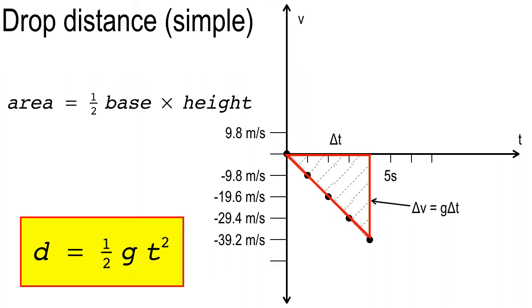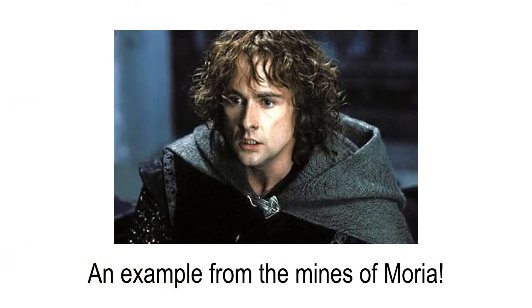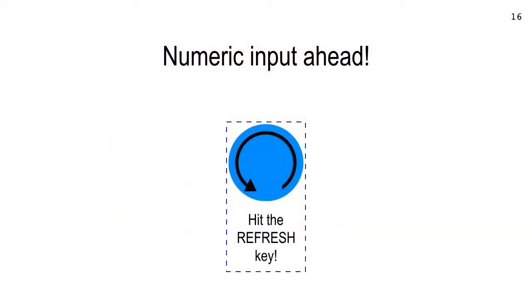All right. So for the dropped, I think it was actually number eight, the little shrimpy kid with the water balloons in homework two. All right, so we're going to do another example of that from the mines of Moria with Peregrine Took. But what we're going to do is numeric input.